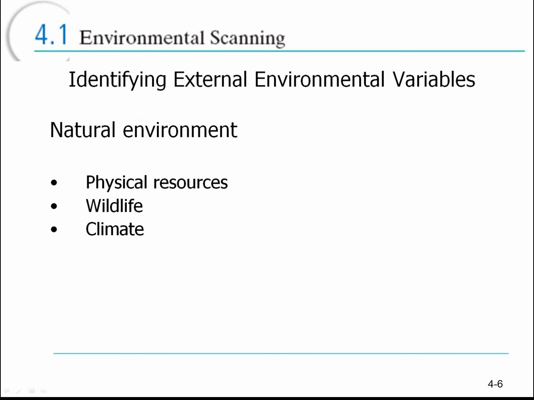The natural environment refers to things like physical resources, wildlife, climate. So global warming, for example, would be a good illustration of the natural environment. No one company can control or really even influence global warming. What we can do is try to work together as a global community to combat global warming, but it's near impossible for any one country, let alone one organization, to do on its own. So we're talking about large macro scale things of that nature.